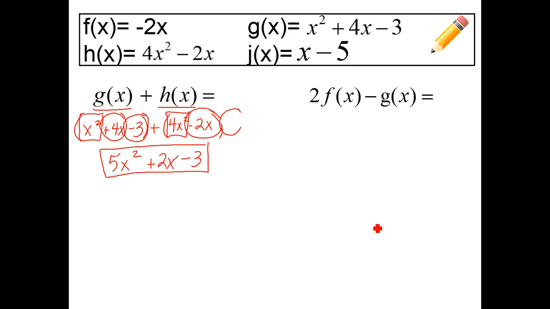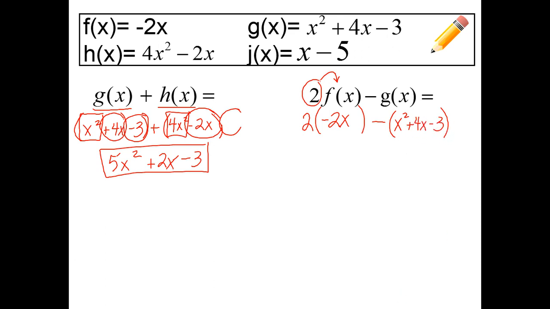Let's look at our second example here. Notice that there's a 2 in front of f of x. That means we're supposed to take 2 times f of x and then subtract the g of x function from that. So let's start by thinking about that 2 times the f of x. What is the f of x function in our list? It's negative 2x. And then we'll go ahead and write a subtract sign. And then the g of x function is x squared plus 4x minus 3.